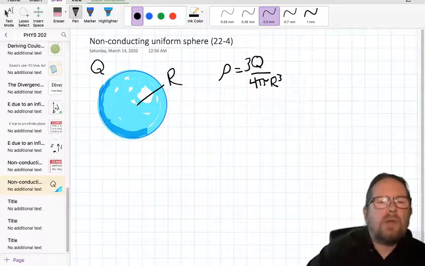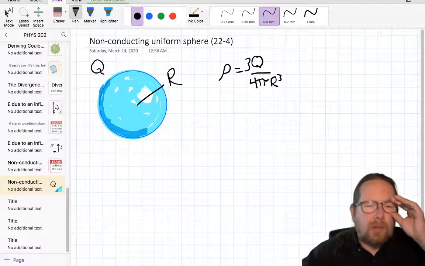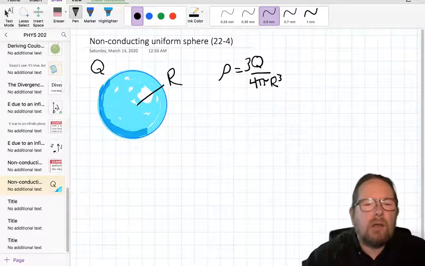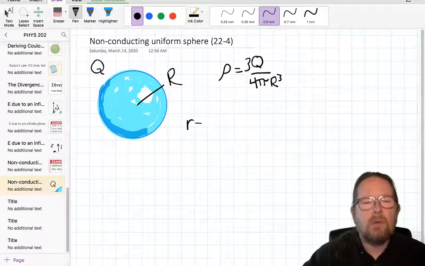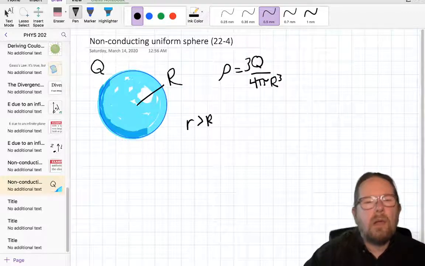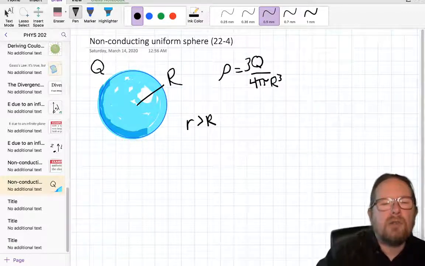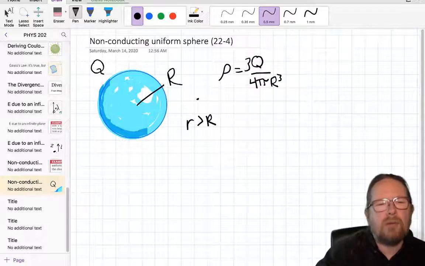We want to know what is the electric field at some point. Let's start with r greater than R, so out here. If we pick some point out here in space, what do we know about the electric field? Well, we know that no matter where you look at a sphere from, if you travel around it in space, it looks the same. So the electric field can't be a function of theta and phi.